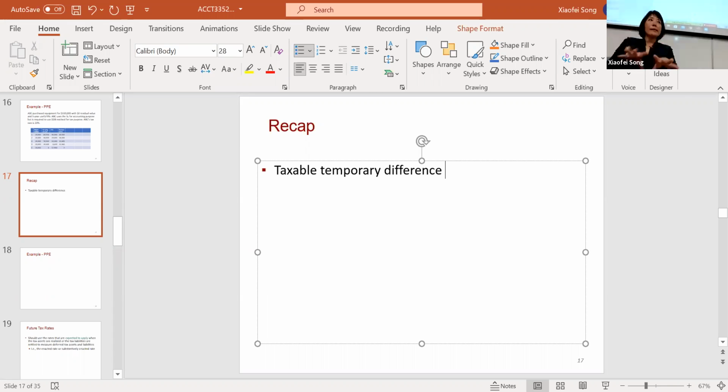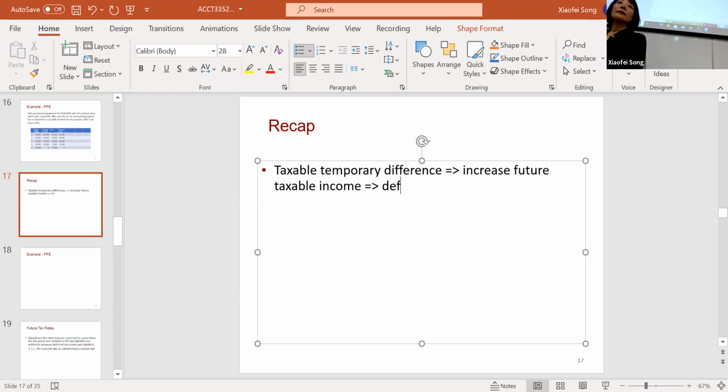So that means as a result of this difference, in the future there will be more tax to be paid. So therefore, a taxable temporary difference will increase future taxable income and therefore increase future tax to be paid. So that means it gives rise to a deferred tax what? Liability or asset? Liability, because that's something we have to pay, right?